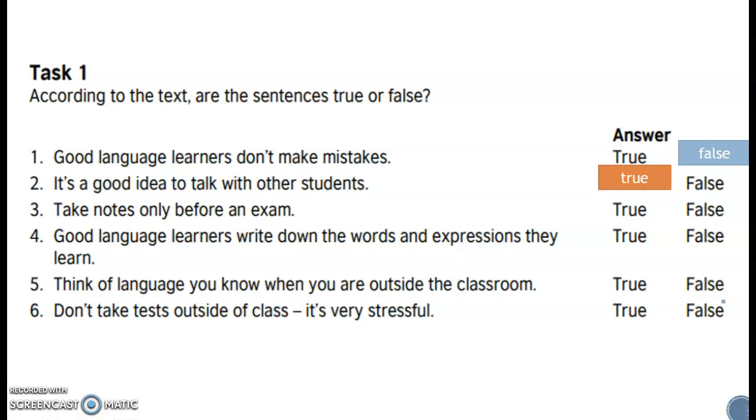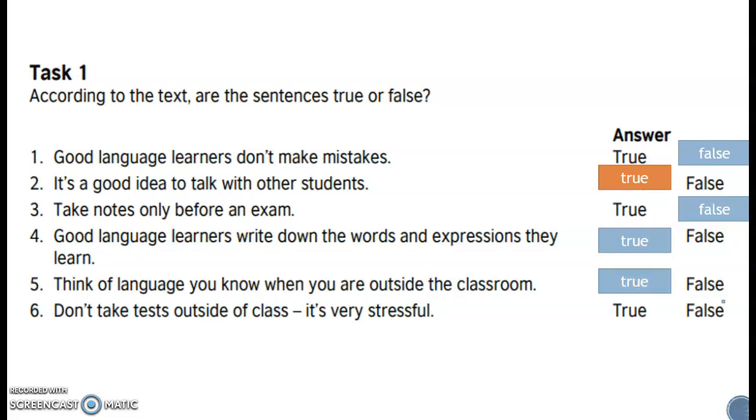Take notes only before an exam. What do you think about it? Of course not. False. We have to take notes every time we need. We have to do it. Number four, good language learners write down the words and expressions they learn. Of course, they have to. True. Number five, think of language you know when you are outside the classroom. True, yes, it's a very good idea.